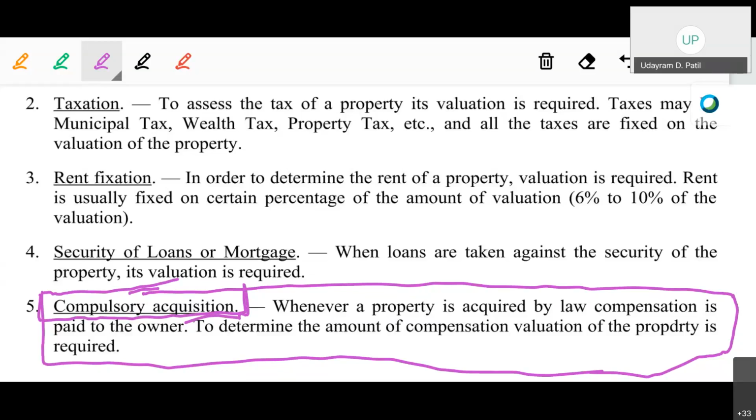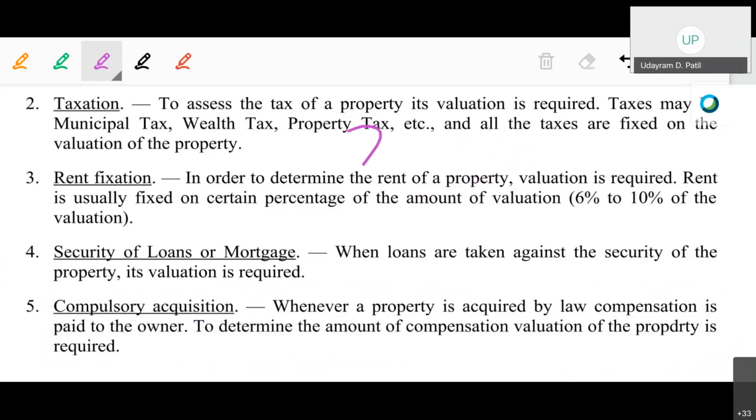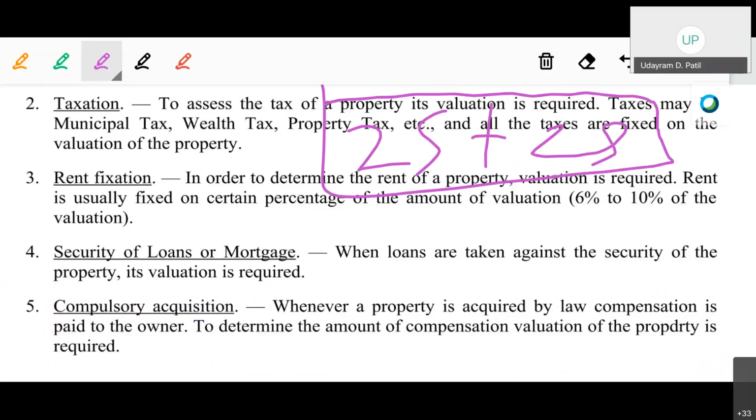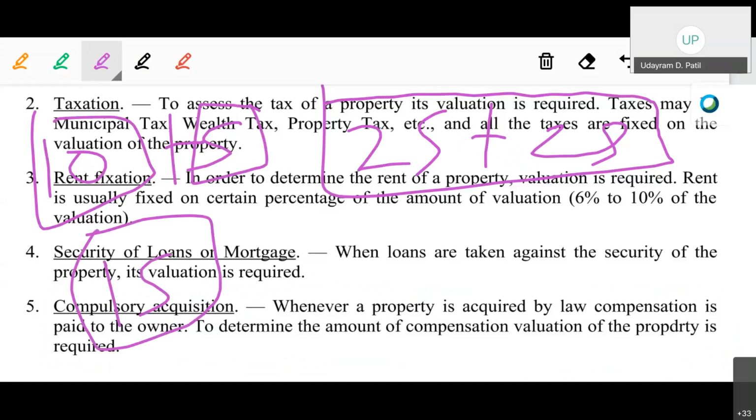Suppose you have two properties, each worth 25 lakhs. You have taken a loan from one bank, say 10 lakhs, and on that 10 lakhs the interest is 5 lakh rupees. So the total due amount is 15 lakh rupees. The bank will assess the current market value of these two properties, which you had mortgaged as security.